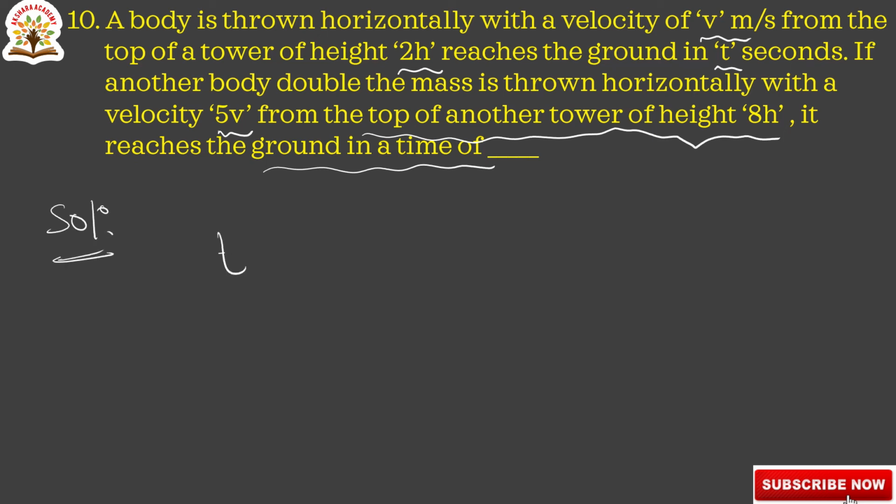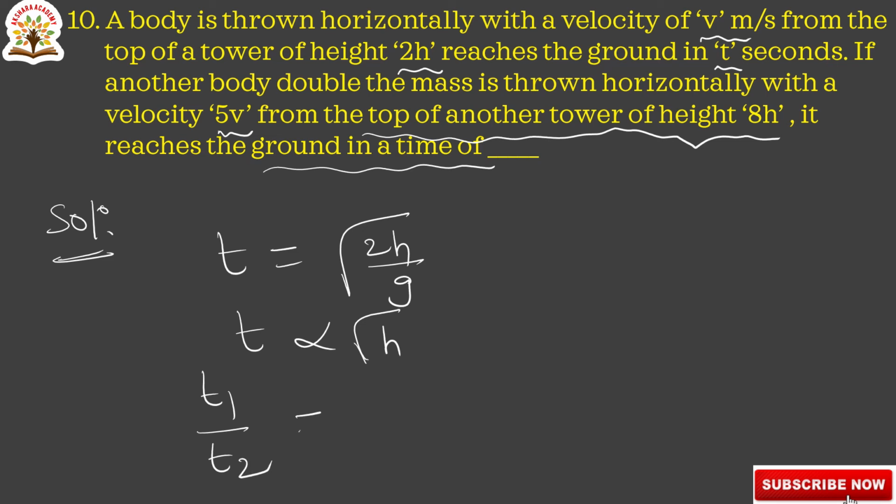Here t is equal to root of 2h by g. See, time is directly proportional to the square root of h. So from this we write t1 by t2 is equal to root of h1 by h2. Now, substituting the values, t1 by t2 is equal to root of h1, they have given as 2h, and h2 they have given as 8h. h cancels. So that is equal to t1, they have given as t.